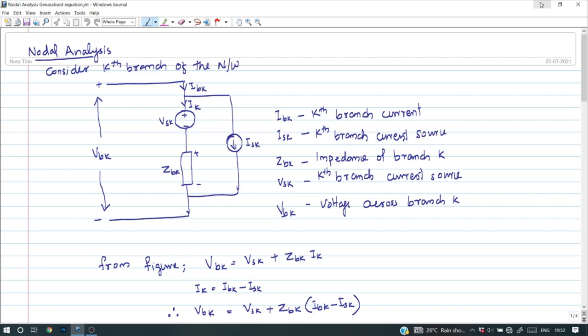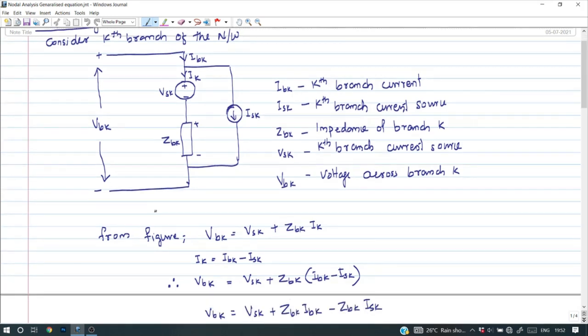which contains a series combination of source voltage and impedance, and across this combination we can have a current source that is represented by ISK. So IBK represents the kth branch current, ISK represents the kth branch current source, ZBK represents the impedance of branch K, VSK is the kth branch voltage source, VBK is the voltage across branch K.